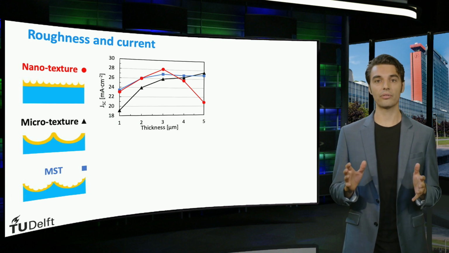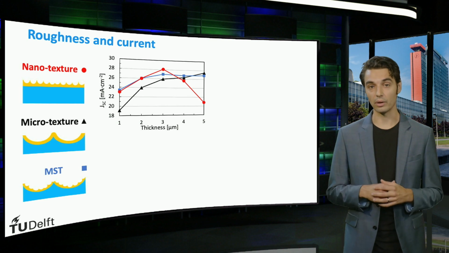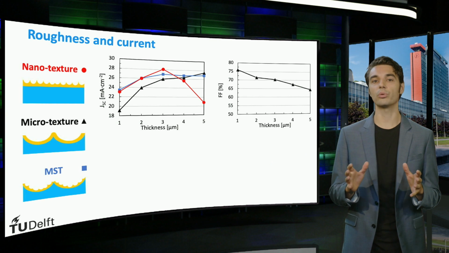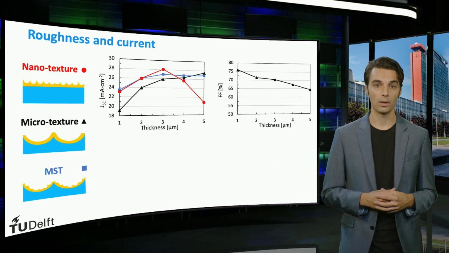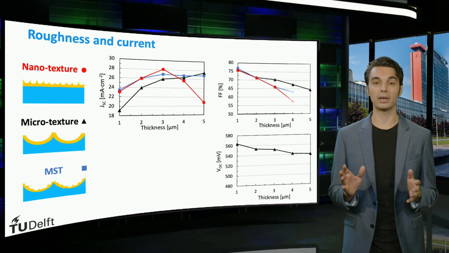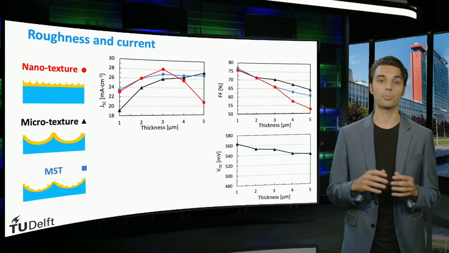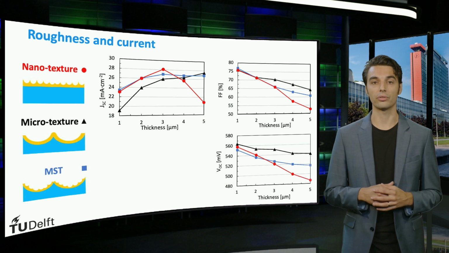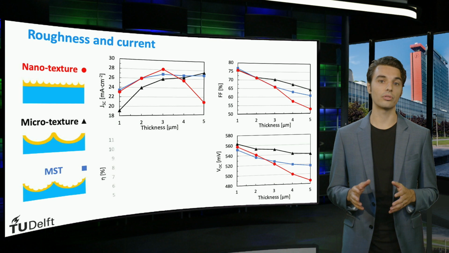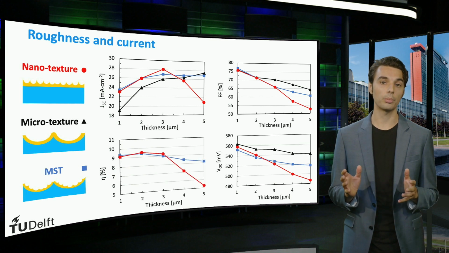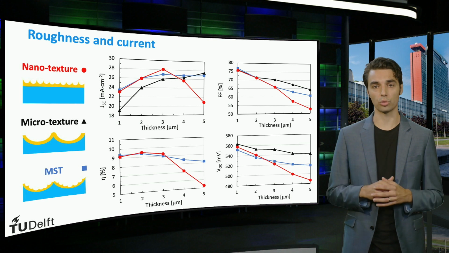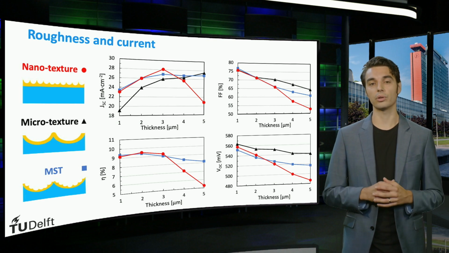The texturing features affect more than just the light trapping of the cell, however. We can see that the fill factor of the microtextured cell decreases with increasing absorber layer thickness. So does the VOC of the cell. This decrease is much more pronounced in the cells with nanotexture, especially in the cell with only nano-sized features. Since the nanotexture is effective at trapping light, these cells have a relatively high efficiency at a low absorber layer thickness, but the efficiency hardly increases for thicker absorber layers due to the poor fill factor and VOC.